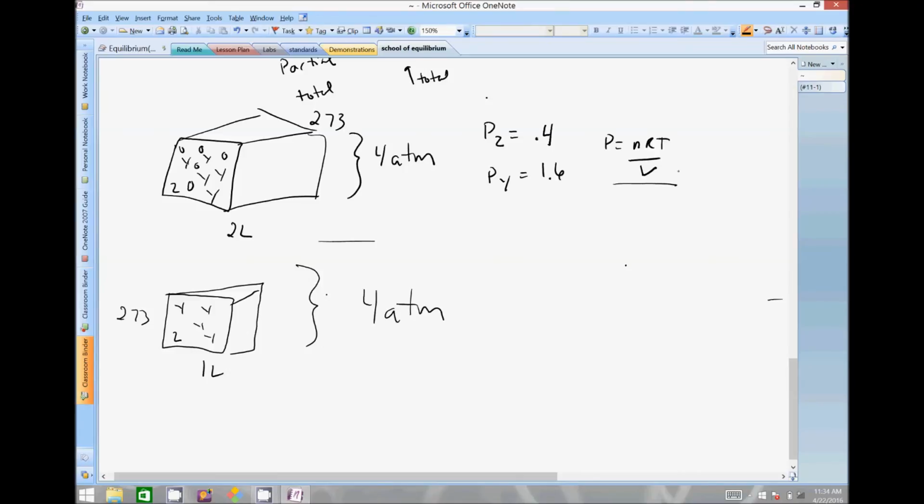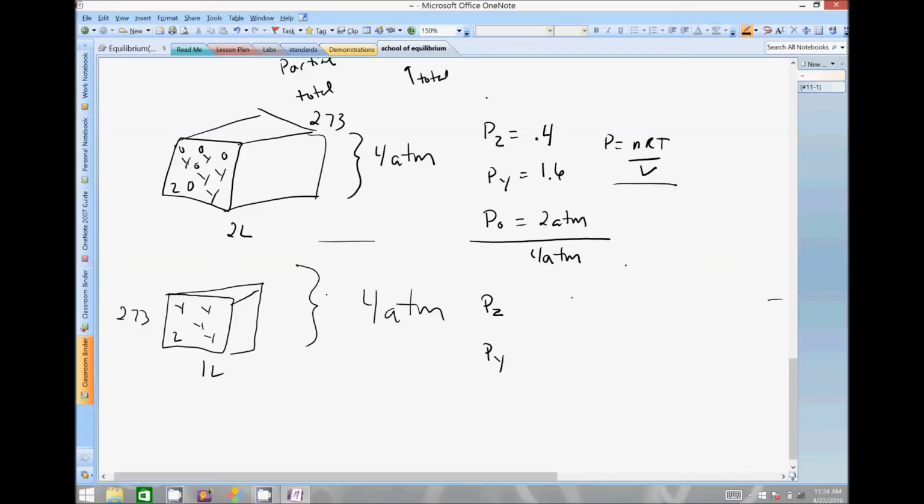Nothing here has changed. All I did was add more particles that weren't Z or Y, and therefore my partial pressure of Z and Y did not change. I would have to add another partial pressure of circle, which equals 2 atmospheres, giving me a total pressure of 4 atmospheres. In this situation, my partial pressure of Z and my partial pressure of Y.